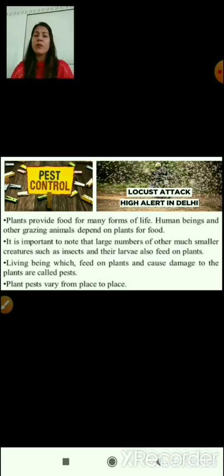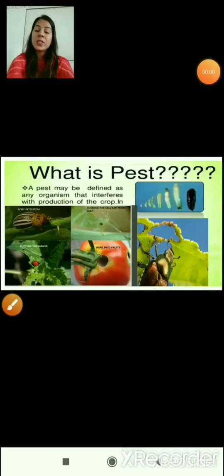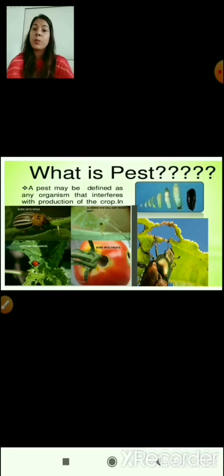These pests may be of various types. A pest may be defined as any organism that interferes with production and growth of the crop plant. It may include nematodes or a group of arthropods. It may also include the larval stages of various types of insects which can bore the fruit, stem or any other part of the plant and can cause damage to the crop plant.